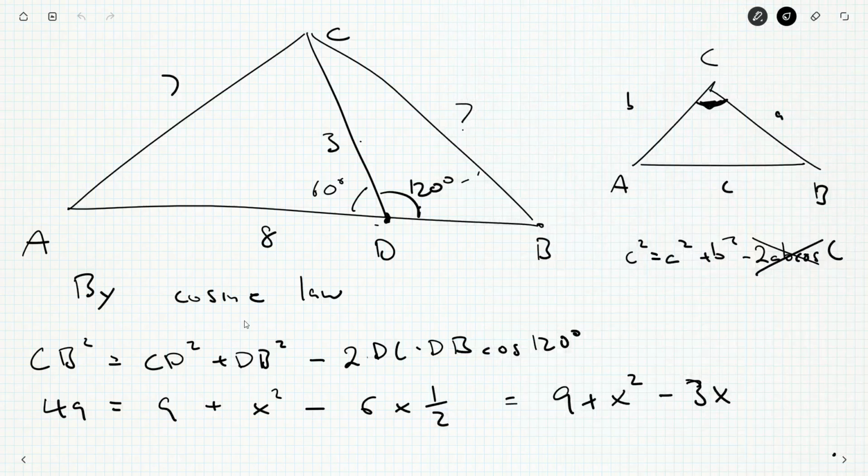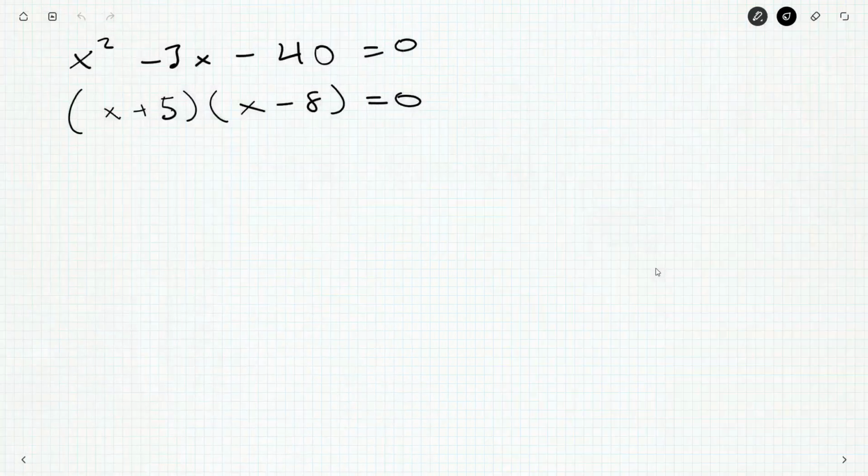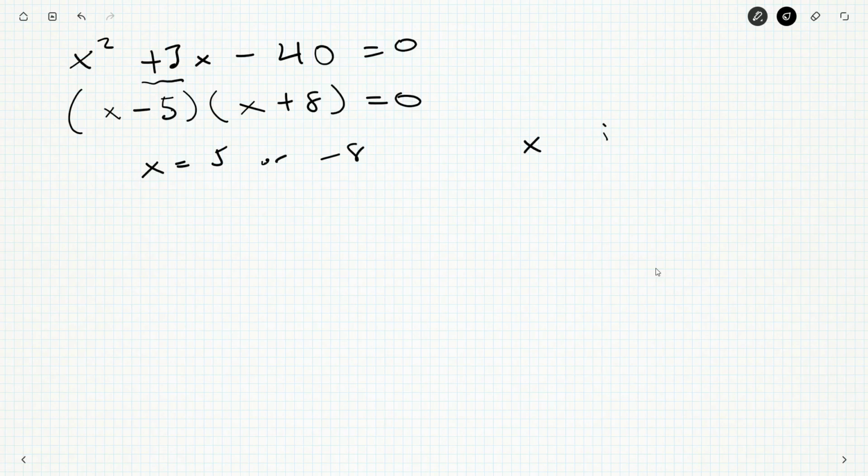Oh, cosine 120 isn't a half, it's negative a half. So this is a plus 3x. All right, not too big a goof. Still two numbers that multiply to 40 and have a difference of 3, but now the bigger one gets the plus, the smaller one gets the minus because our b value here is positive. So x equals 5 or negative 8, except x is a length.